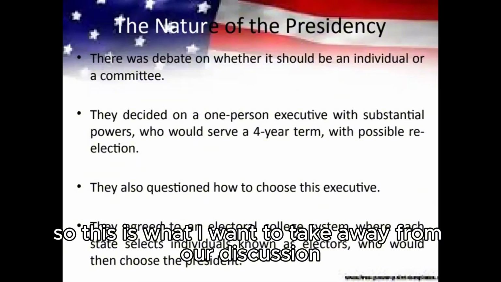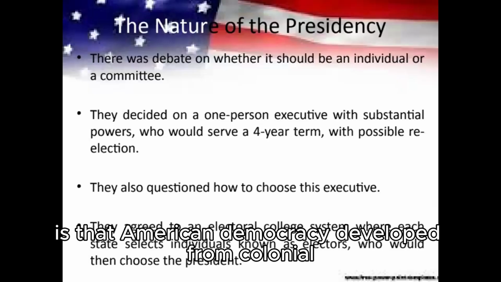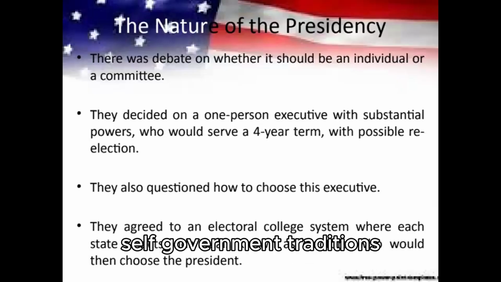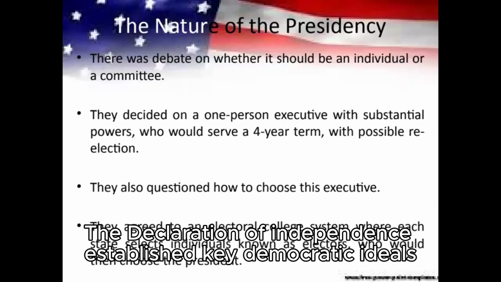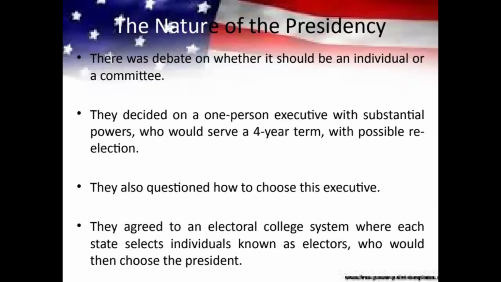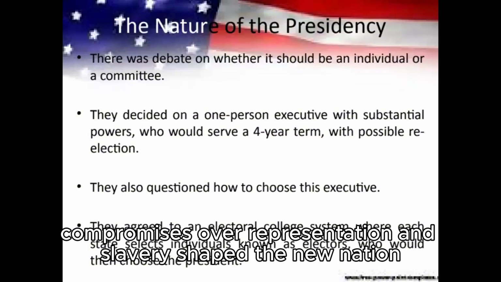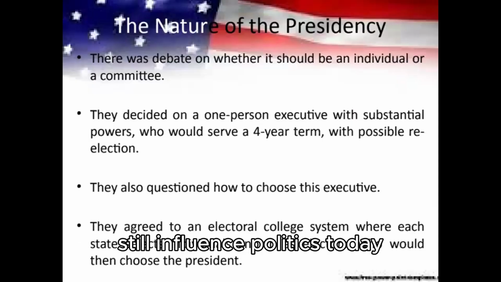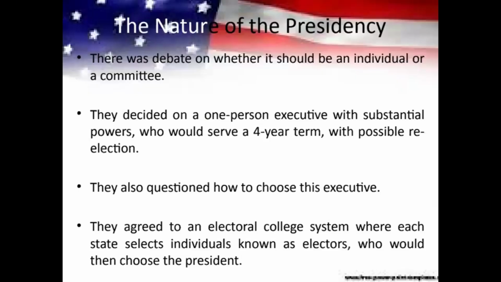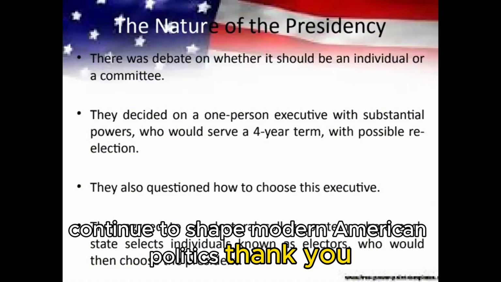So this is what I want to take away from our discussion about American history and the development of our democracy: American democracy developed from colonial self-government traditions. The revolution was driven by disputes over rights and representation. The Declaration of Independence established key democratic ideals. The Constitution created limited government through separation of powers and federalism. Compromises over representation and slavery shaped the new nation, and debates between the Federalists and the anti-federalists still influence politics today. So when you look at it, these historical foundations continue to shape modern American politics.